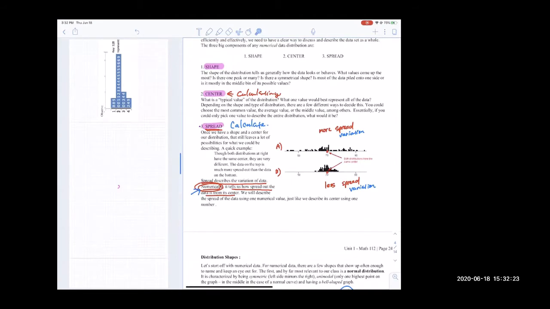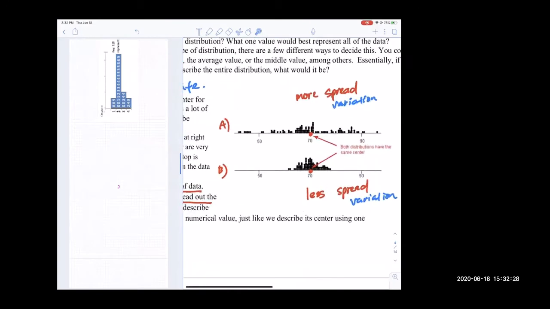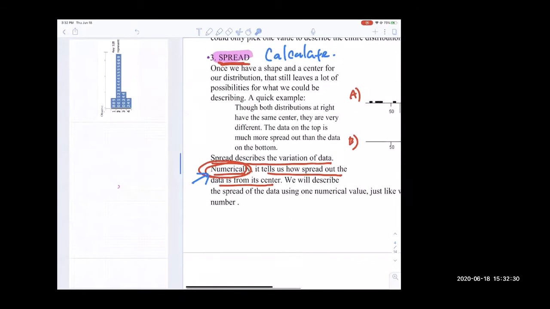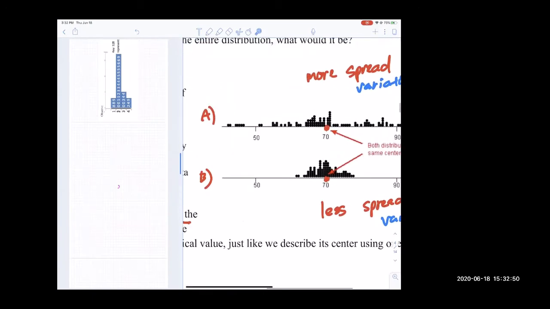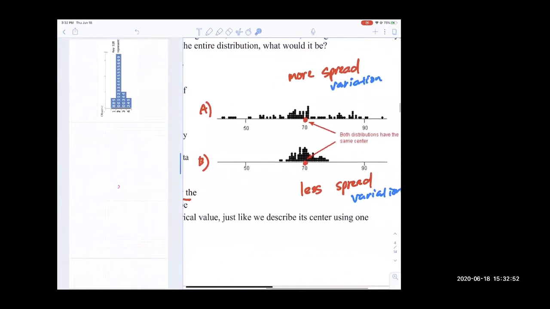Of course, spread. Spread is very, very useful. Okay, so notice right here, the definition of spread. Spread describes the variation of data numerically. It tells how spread out the data is from the center. Once we figure out the shape of the curve and the center, we want to figure out from the center, how is the data spread out? Is it spread widely from the center, or is it condensed to the center?